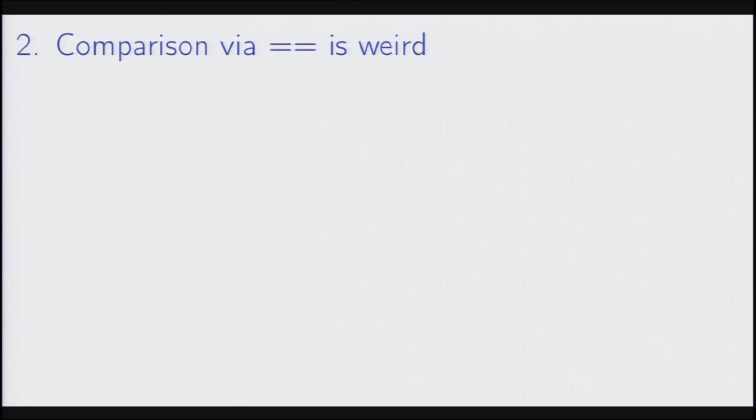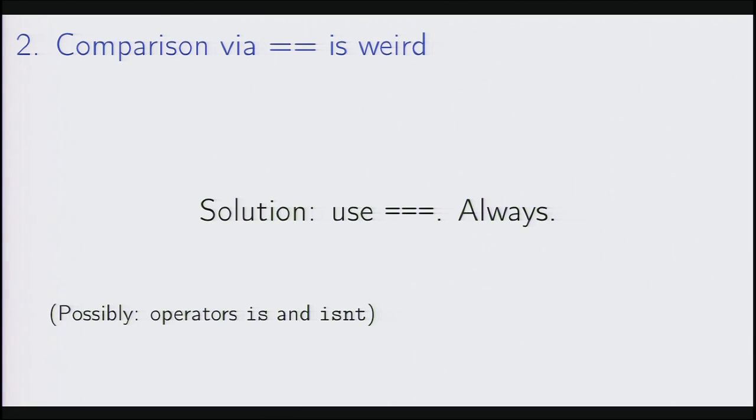Quirk number 2. The double equals is weird, and there is a whole corpus out there on stuff that is strange, but you can make your life easy by just forgetting about double equals and always using triple equals, really always.